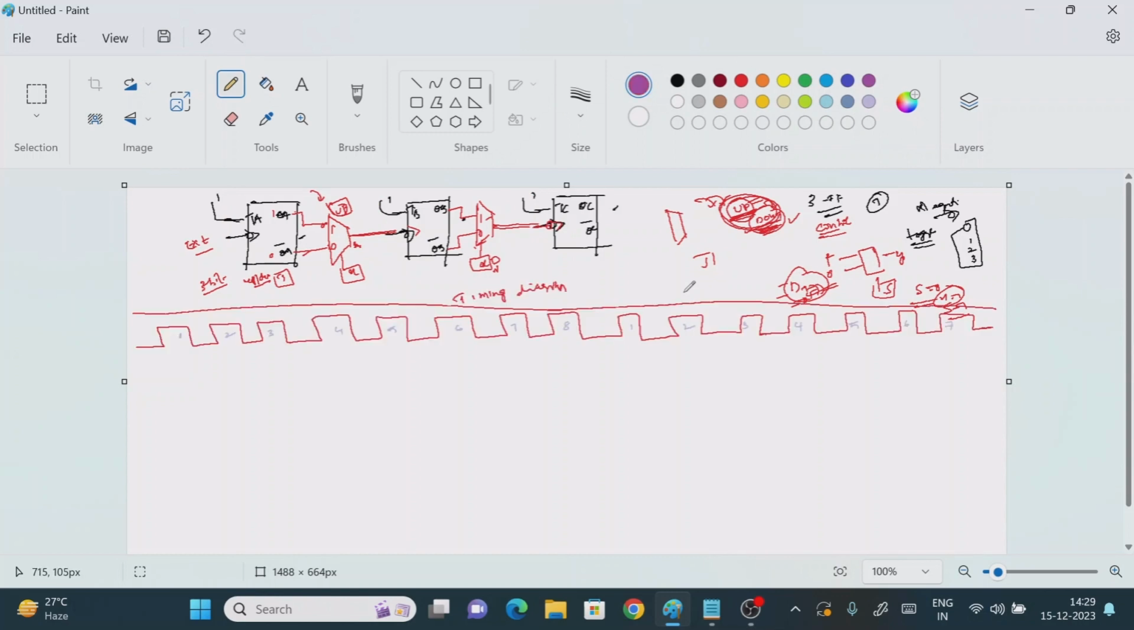Now we will see how to draw the timing diagram representation. To explain this, in the timing diagram itself we need to show the up count as well as the down count value.